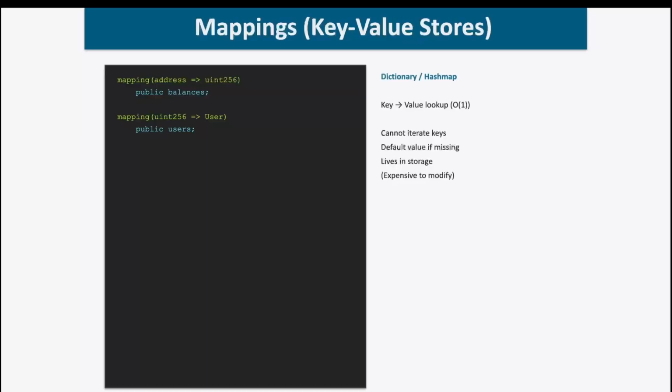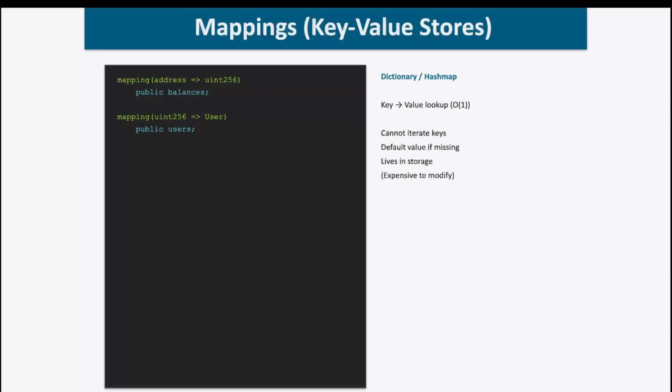Mappings are one of the most important data structures in Solidity. A mapping is a key value store, like a dictionary in Python or a hash map in Java. In this example, we have the balances mapping. This says each address maps to a uint256. You can look up any address and get a balance. Mappings have some important properties.